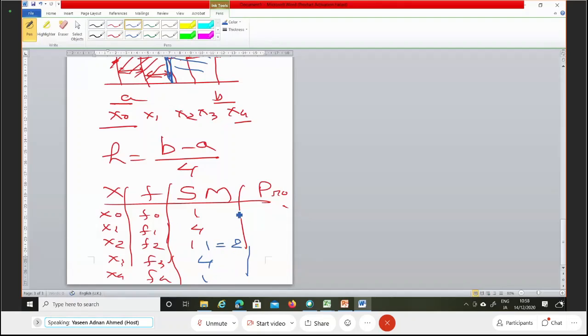Then the product will be f multiplied by the Simpson multiplier. You just write down the product. Okay. And then your answer will be, you sum up.